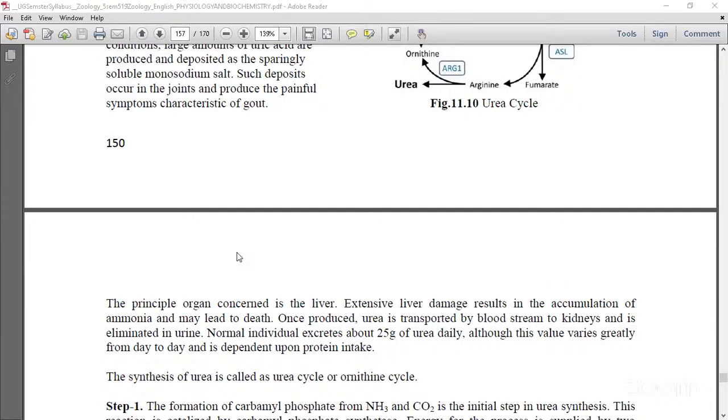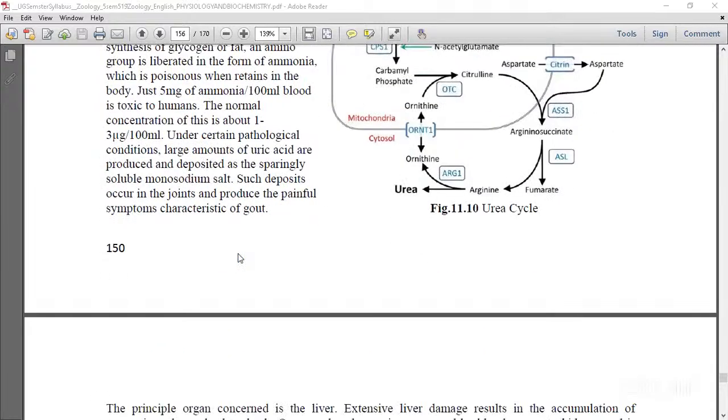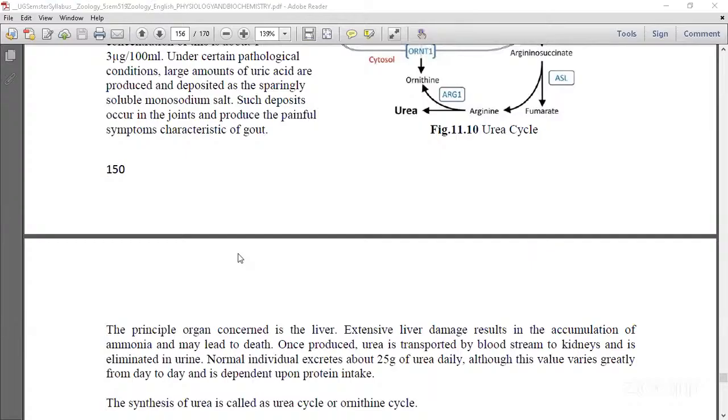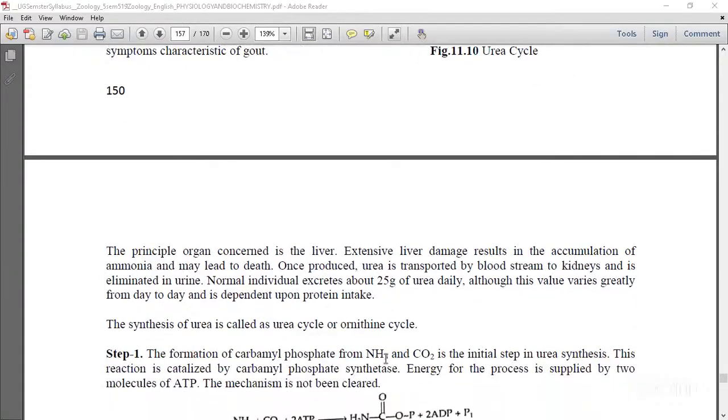The principal organ concerned in the urea cycle is the liver. Extensively, the liver may get damaged because of the accumulation of a high amount of ammonia, and definitely that may lead to death. Once the urea is produced, it is transported by the bloodstream to the kidneys and eliminated in the urine. A normal individual excretes about 25 grams of urea daily, although this value varies greatly from day to day depending upon the protein intake.